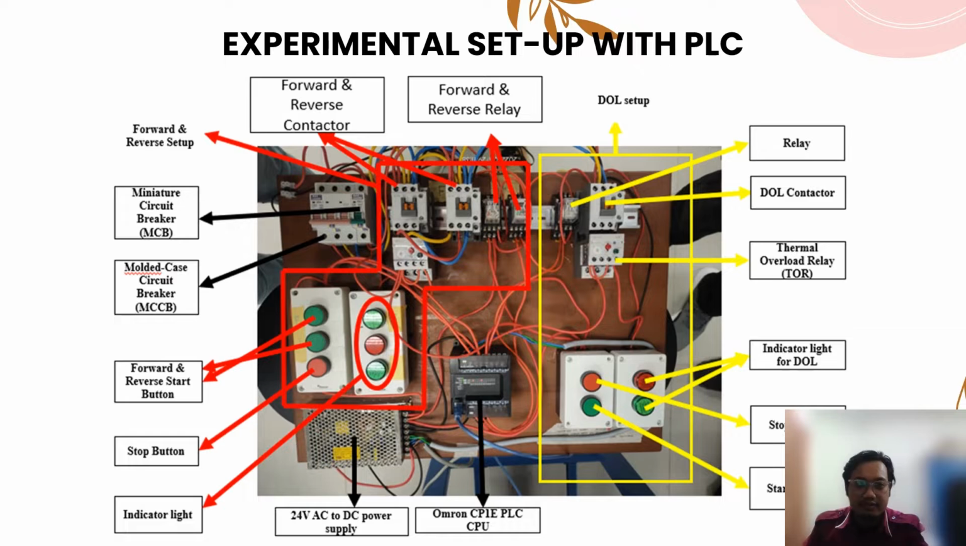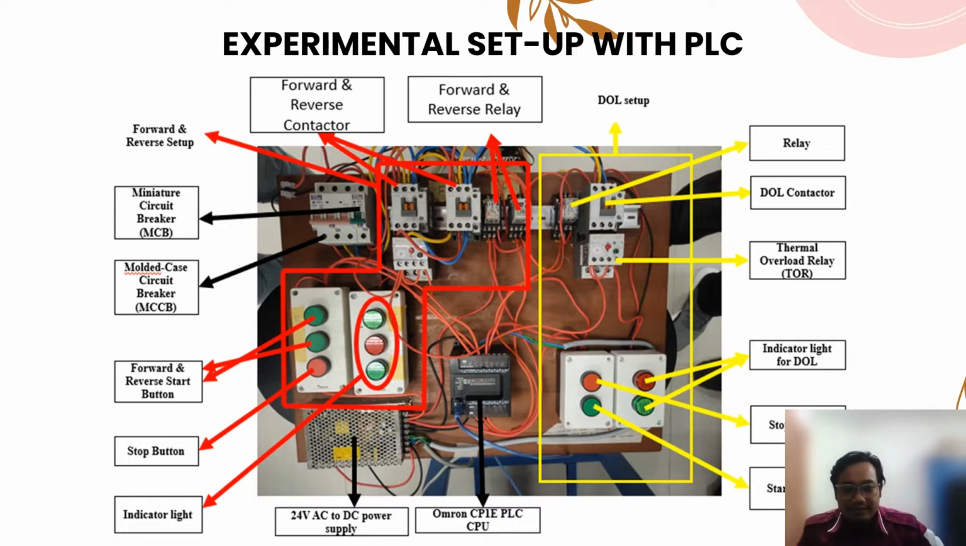Okay, first thing that we need to perform this project is a 24 volt DC power supply and Omron CP1E. Next we need MCB to control the circuit and MCCB to control the AC motor. As you can see, the yellow color is for DOL setup and the red color is for forward reverse setup.